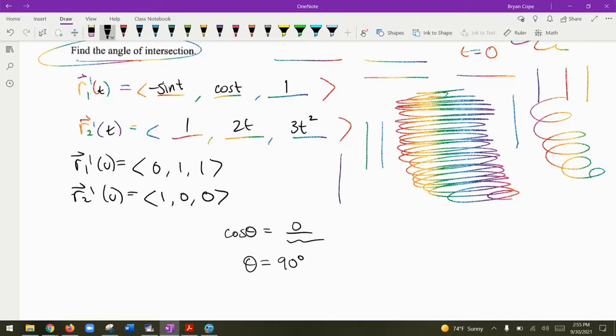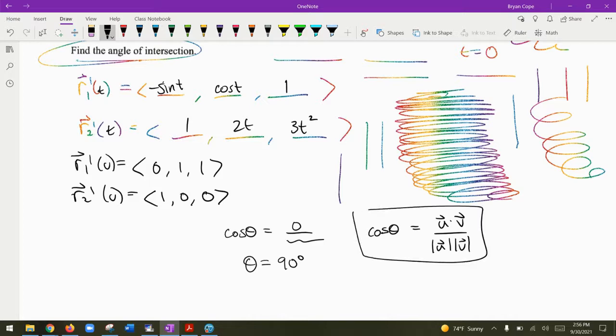Okay, that could be fair on a test. That'd be good, right? Because it involves a little bit of derivative and evaluating a derivative, and then a little bit of material from the past where we're doing the angle between vectors. So I like that question. Oh yeah, sorry. Here's the definition. Cosine theta equals u dot v over magnitude u times magnitude v. That's what we're using.